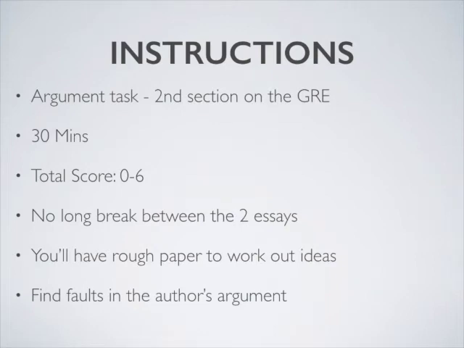The argument task is the second section on the GRE. It'll come after a 1-minute break following your issue task. The total score that you get for both essays is 6. Both essays will be separately graded out of 6, and the average of both the scores will be taken for your final AWA score. So take the 1-minute break and completely clear your head out after the issue task. This is a completely fresh question, and you should try and forget about the issue task completely.